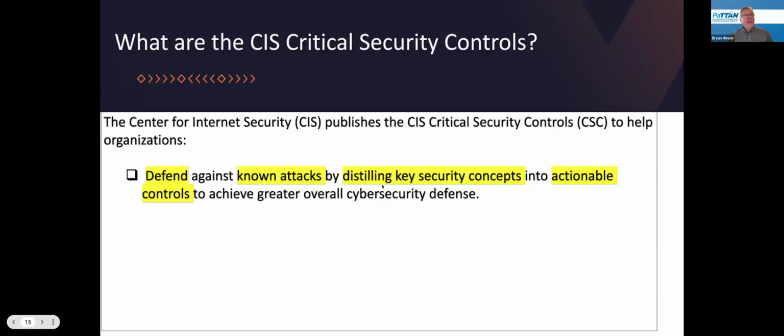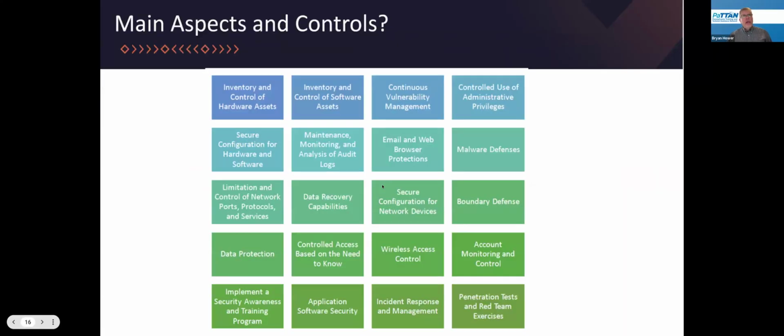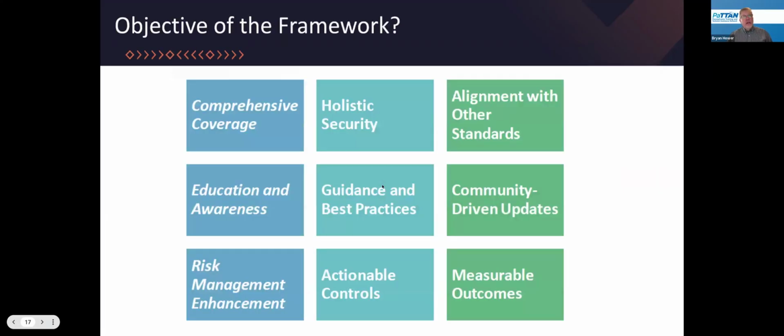controls. So the main aspects has these 18 areas, and I'll just briefly touch on a couple, like data recovery, data protection, account monitoring and control, malware defense. These are the different areas that fall under an organization's area of defense. Now, the objective of the framework is comprehensive coverage, education and awareness, and risk management and enforcement.